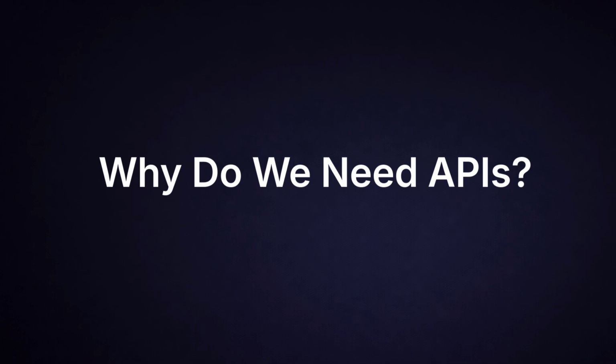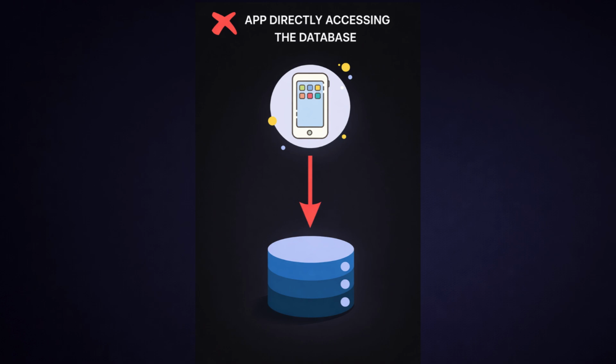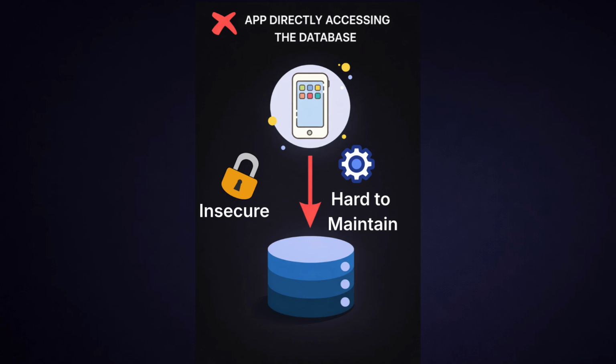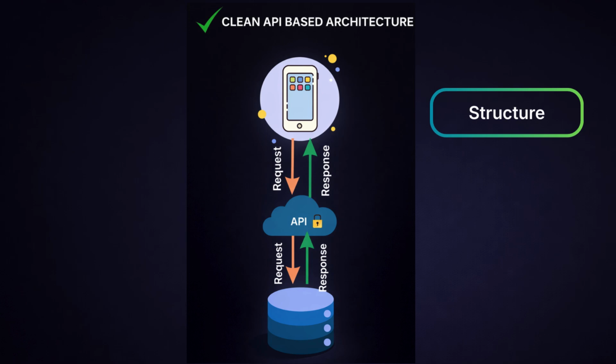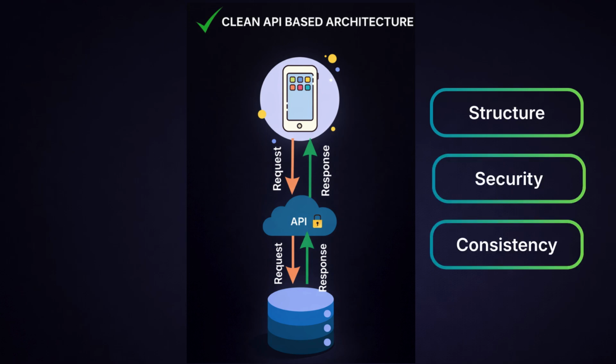So why do we need APIs in the first place? Without APIs, applications would directly access the database and internal systems. That would make systems insecure, hard to maintain, and easy to break. APIs act as a control layer in between. They create structure, security, and consistency across systems.